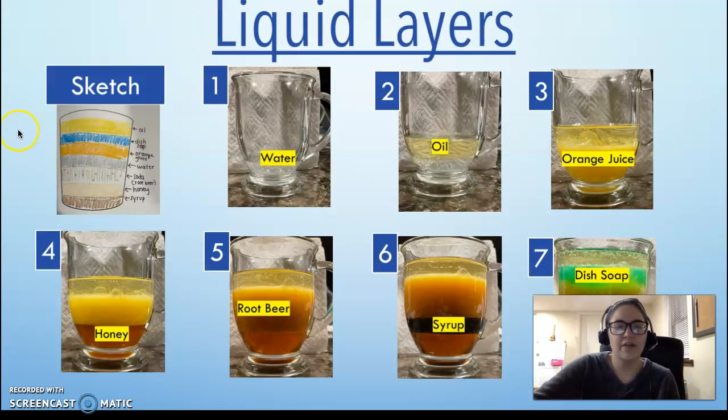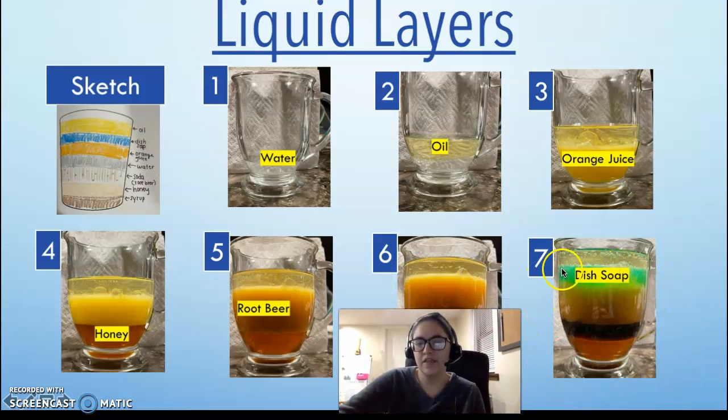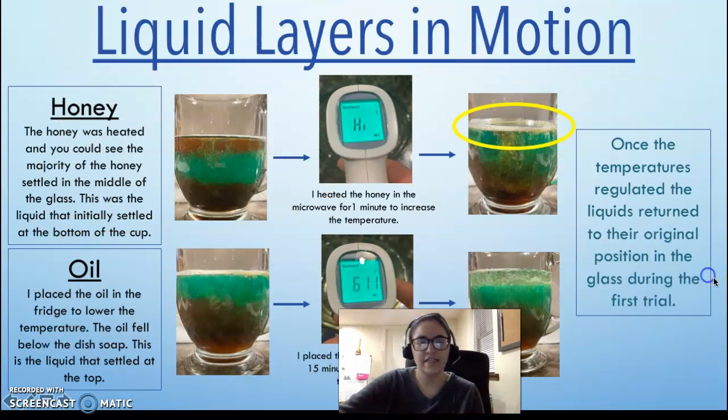As you can see, I created my sketch to predict what would happen, and I predict that the liquids would form layers and would not mix together. As you can see, for each step, here is what happened when I added the water, then oil, then orange juice, then the honey, the root beer for the soda, syrup, and ultimately the dish soap. You can see very distinct layers for each liquid. In the middle, the root beer and the water are a little bit mixed together. They had a similar density, but other than that, the layers are fairly distinct.